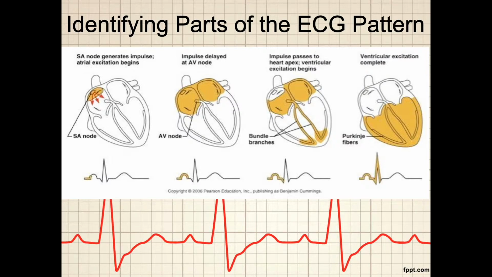At that point, the impulse passes through the heart apex. Ventricular excitation begins, and we see that at the very beginning of the Q wave. As ventricular excitation is complete and the impulses go all the way to Purkinje's fibers, we see that the QRS complex, which represents complete ventricular depolarization, has been completed.